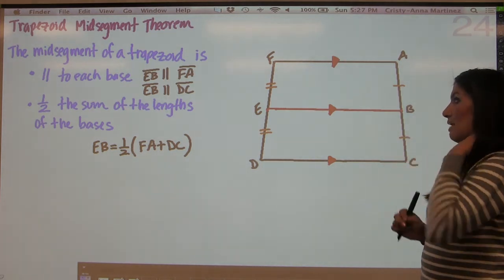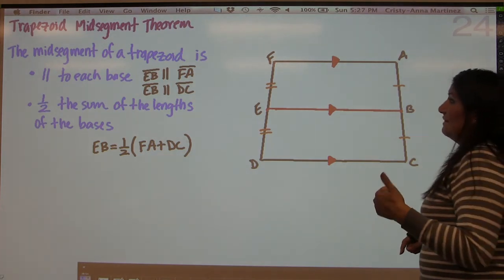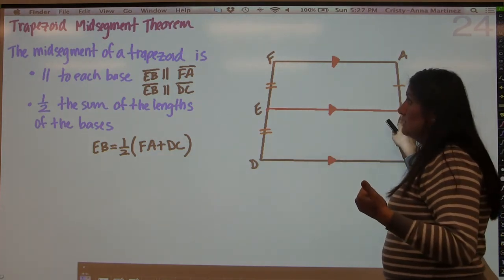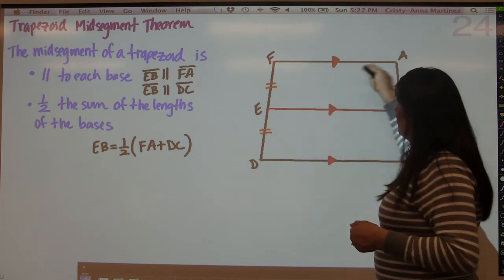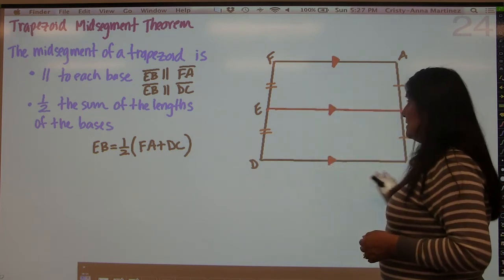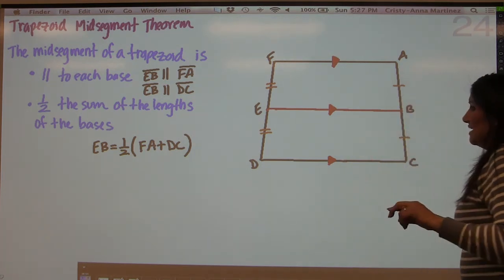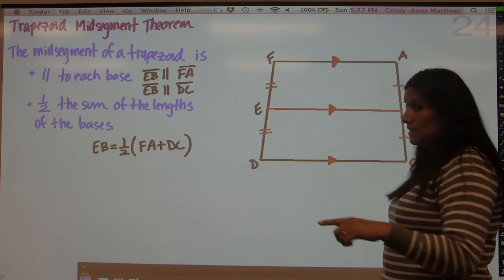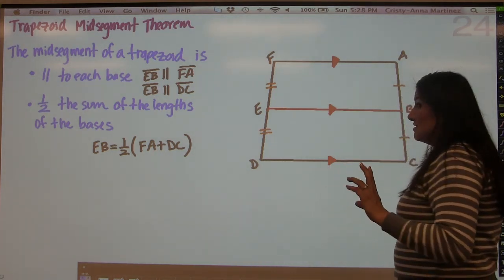Okay, so two things happen when you have the mid-segment of a trapezoid. One is that the mid-segment, EB in this case, is parallel to each base. So EB is parallel to FA, and EB is parallel to DC. That's the first thing. The second one's a little more complicated, and that is that it's half the sum of the lengths of the bases. Sum means add them together.